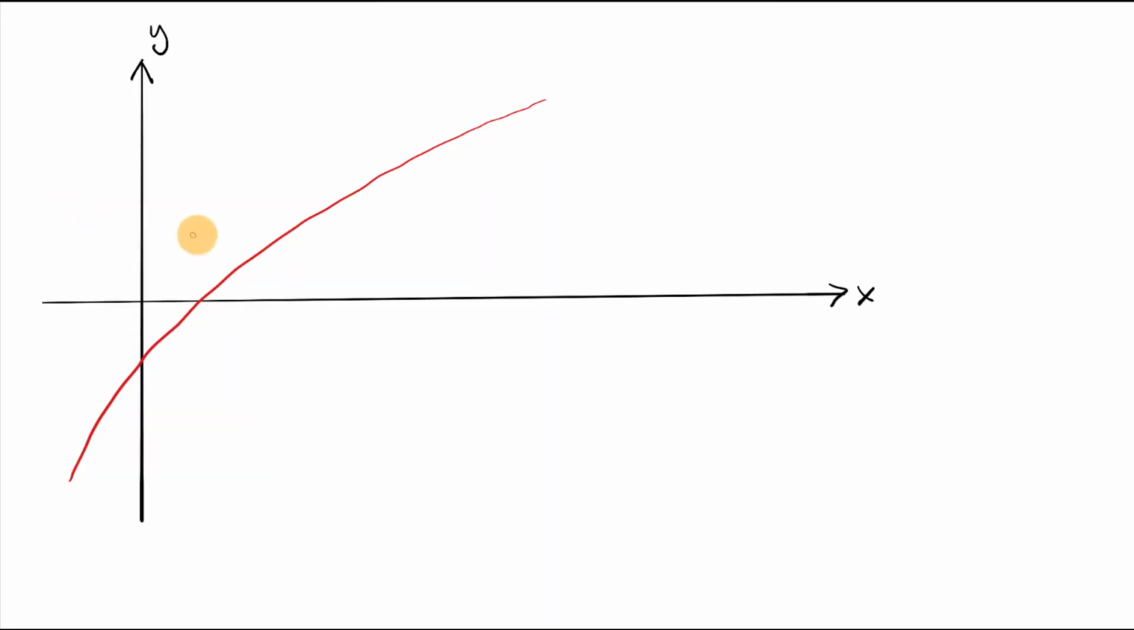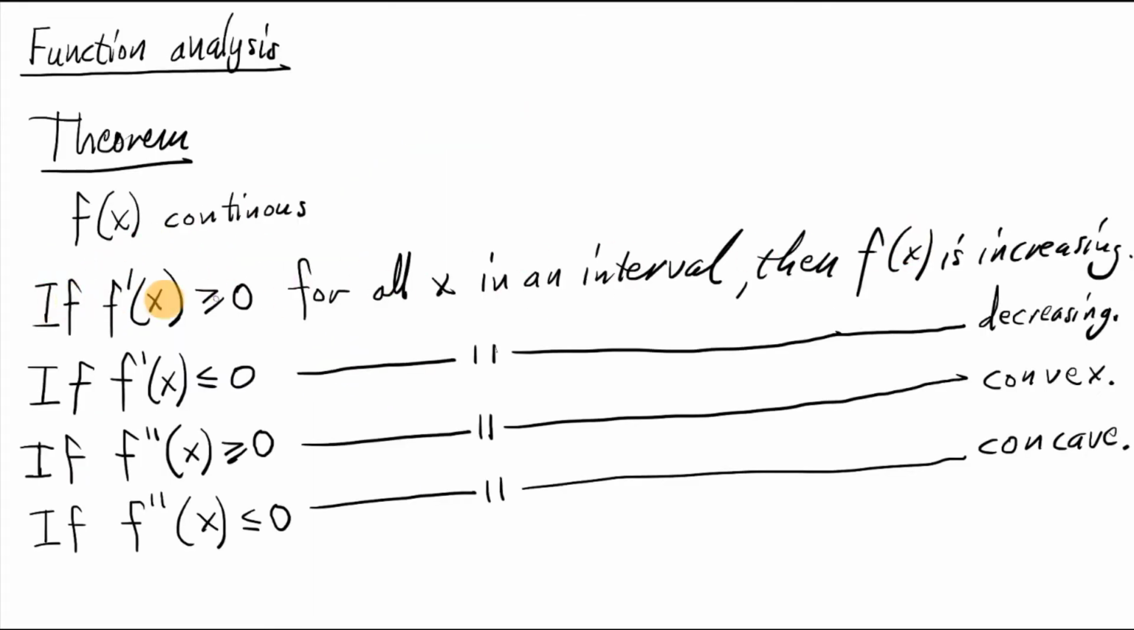If the function is increasing, then it's quite obvious that the slope is positive. For if we draw a tangent to this one, we see that the slope is positive for an increasing function. And for a decreasing function, the tangent slope is instead negative. So that corresponds to the first two sentences in the theorem.